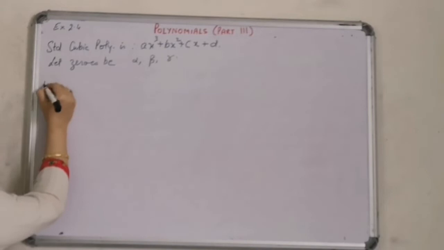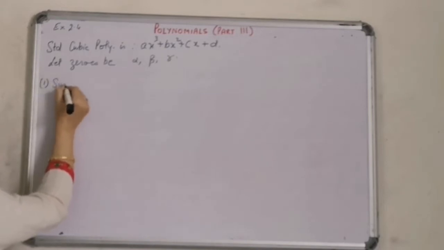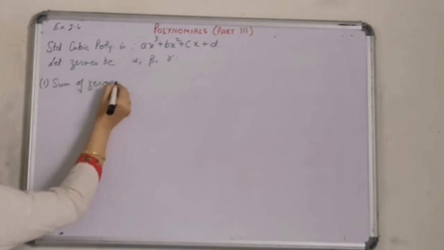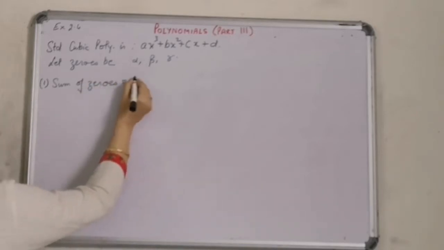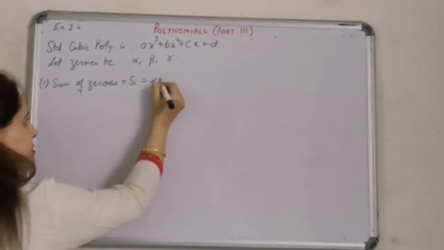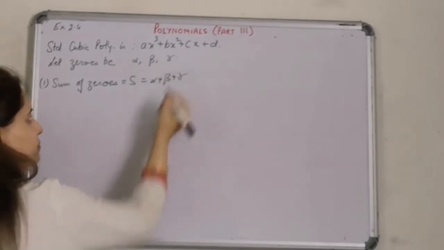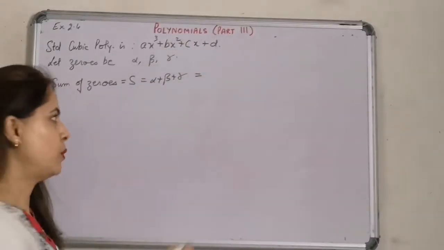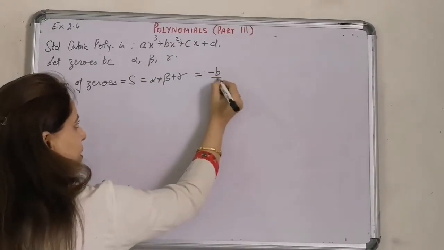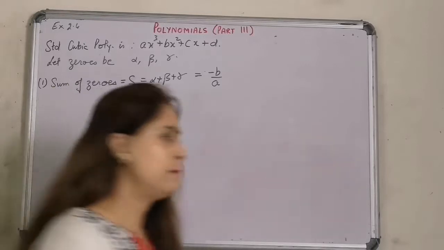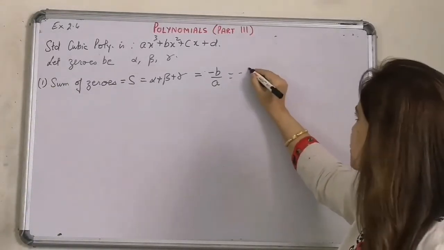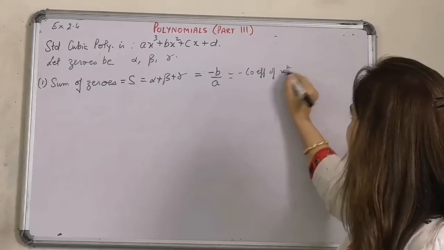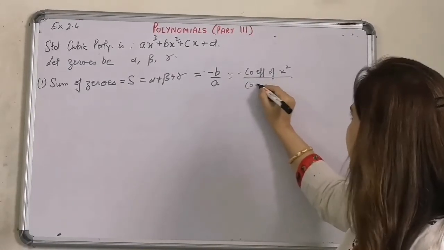Now, the first relationship is the sum of zeros. Sum of zeros, let us denote it by S, is equal to alpha plus beta plus gamma. And its relationship with the coefficients of the polynomial is minus b upon a. Minus b upon a means minus coefficient of x square upon coefficient of x cube.